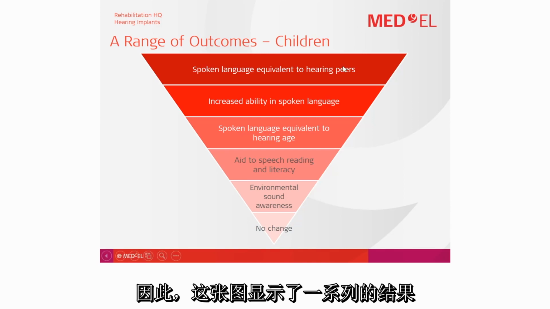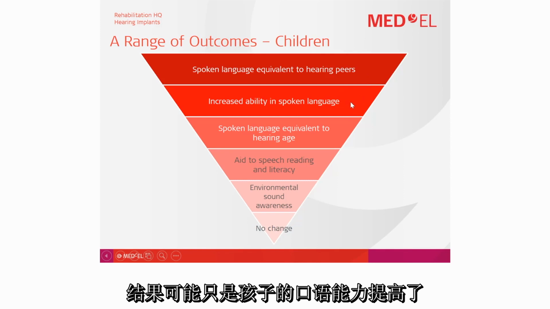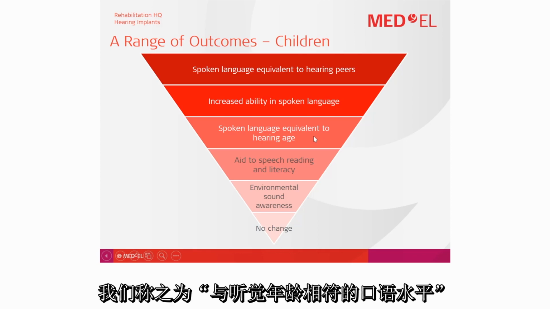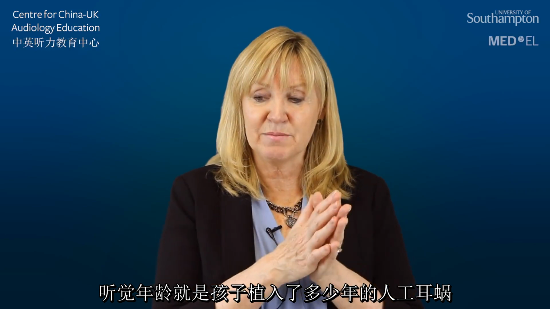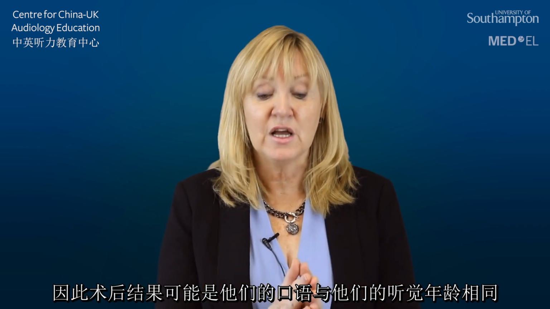So this graphic shows that range of outcomes. It might be simply that a child has an increased ability in spoken language. It might be, as we see here, what we call spoken language equivalent to hearing age. So the hearing age is the number of years that a child has received a cochlear implant. So if a child has a chronological age of 4 years, but received their cochlear implant at the age of 3 years, then their hearing age is 1 year. So an outcome might be that their spoken language is the same as their hearing age. So in this case, the child would have a spoken language of 1 year.